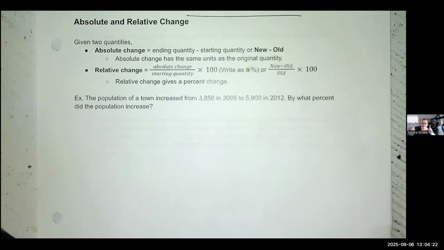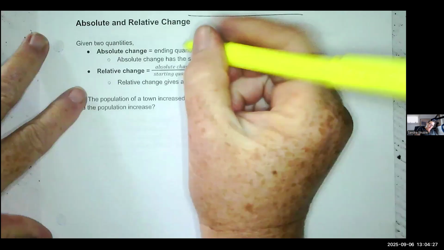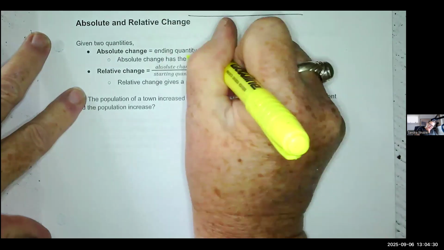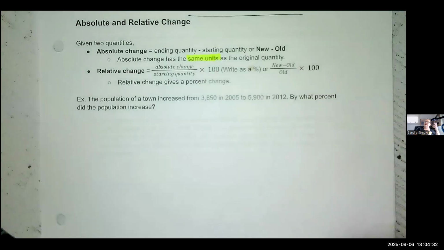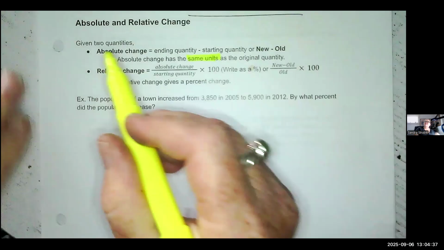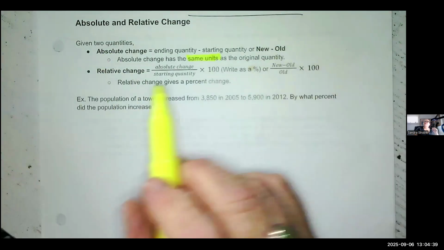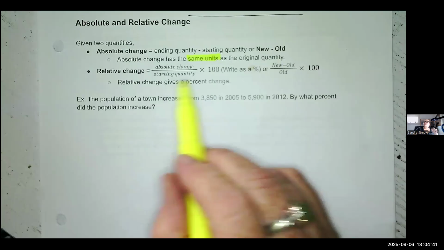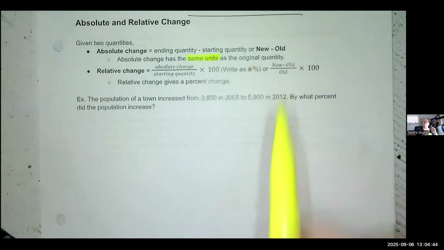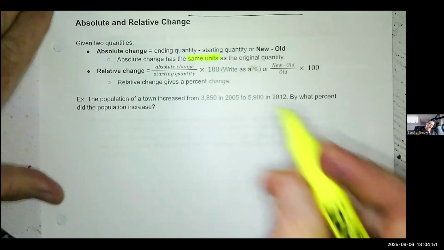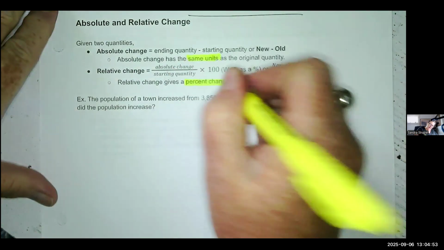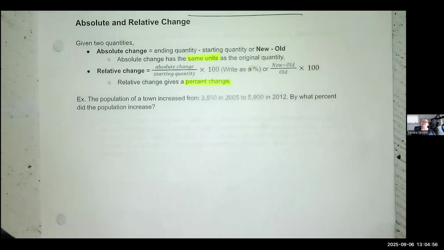Absolute change also has the same exact units as the original quantities. So it's going to have the same unit as the numbers that you're using. Relative change is the absolute change, so new minus old, divided by the starting quantity, the old. But then that's a decimal. You need to change it to a percent by multiplying by 100, because relative change always gives the percent change. So don't forget your percent symbol for your unit.